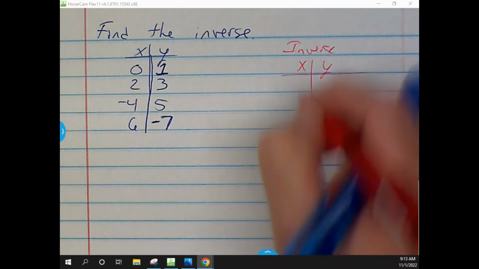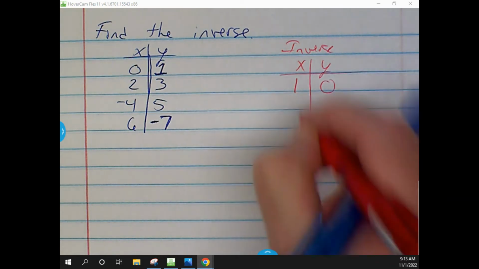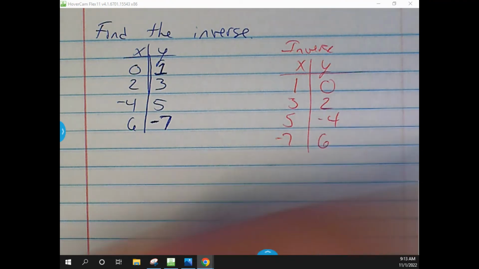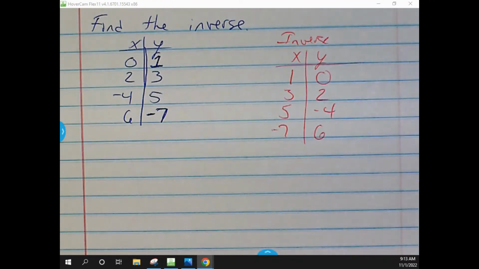Again, you just switch the two numbers. So make it 1, 0, 3, 2, 5, -4, and then -7, 6. Okay, so inverse is, again, you're just switching the x and y values.